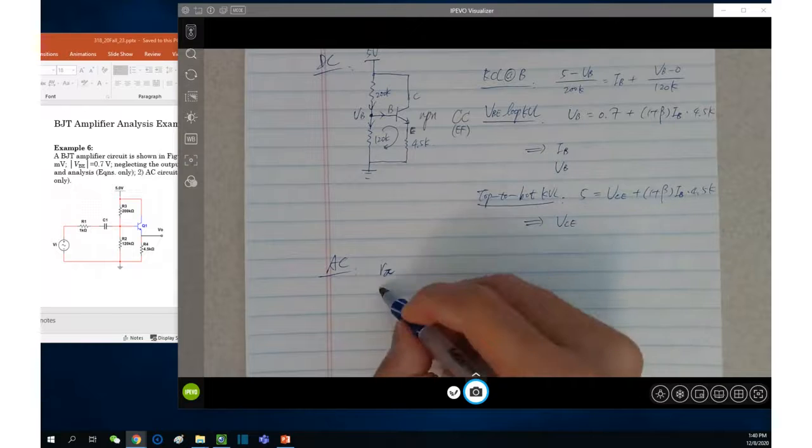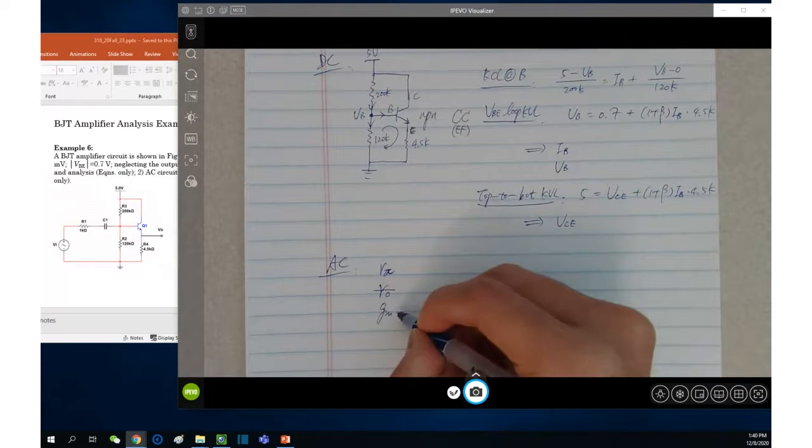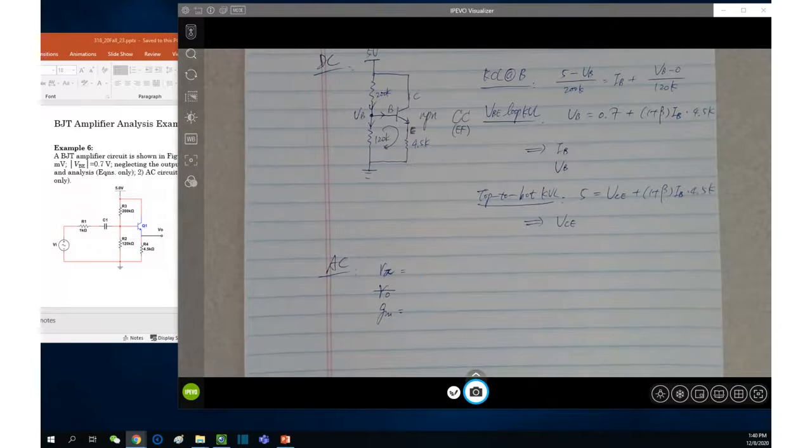And also maybe you need R naught, depending on the problem, right? In this particular problem it is telling you to neglect the output resistance, so you don't need it. In the previous example, you do. Okay. You still need to calculate the R pi and the GM. Both equations are available from one of our handouts, the slides. You should print them out, right? Anyways, go ahead for the AC for another 3 to 5 minutes.